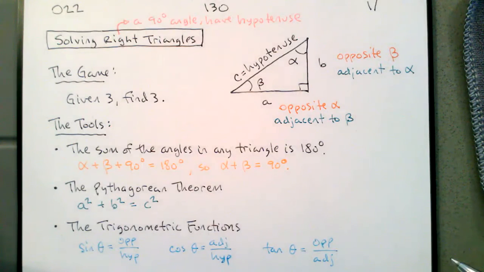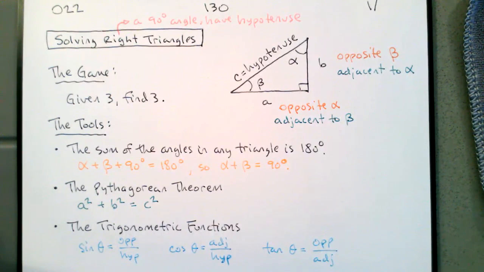Here's the game of solving triangles. I give you 3 pieces of information about the triangle. You find the other 3. Always in the solving triangles game, I have to give you 3 pieces of information and then ask you to find the other 3 pieces of information. Sometimes it'll just be 1 of the 3, but that's the big picture of the game. Given 3, find 3.